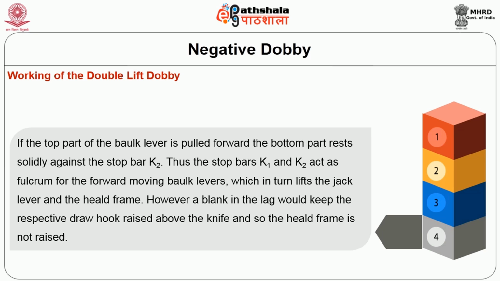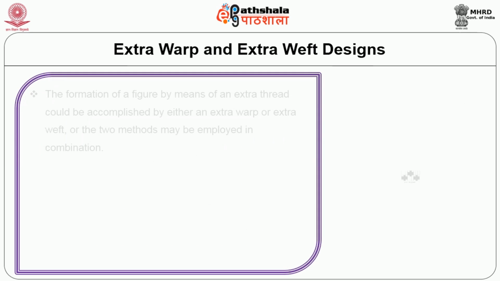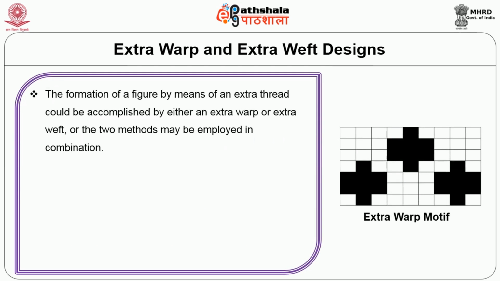Okay, now in this part we will talk about the extra warp and the extra weft designs, as to what an extra warp design and an extra weft design is, and how the formation of the figure takes place and how the weaving is brought about. The formation of the figure by means of an extra thread could be accomplished by either an extra warp or an extra weft, or the two methods may be combined.